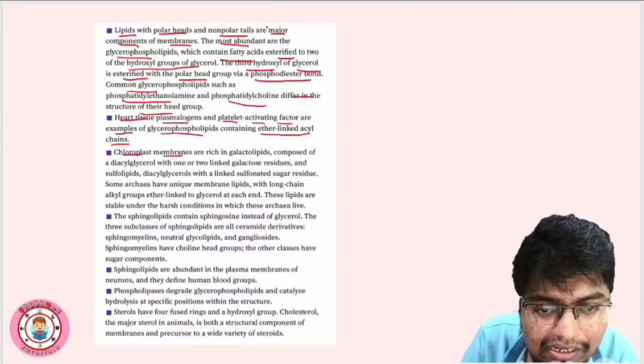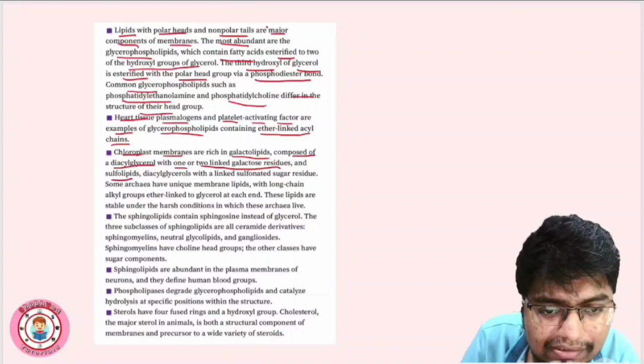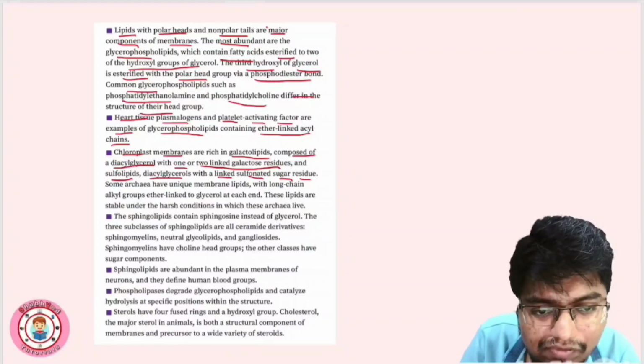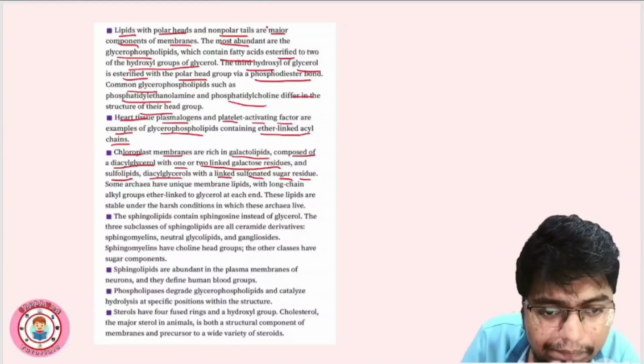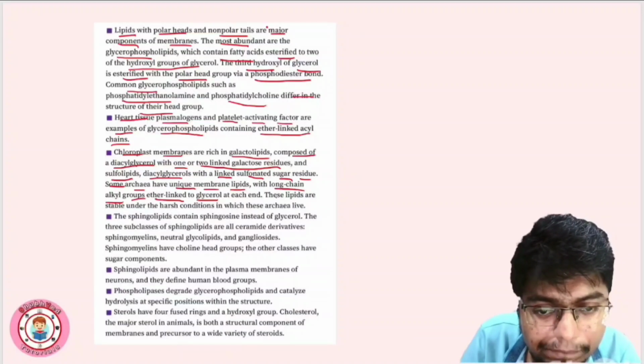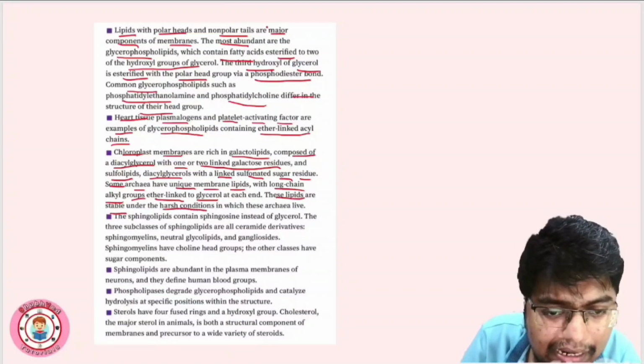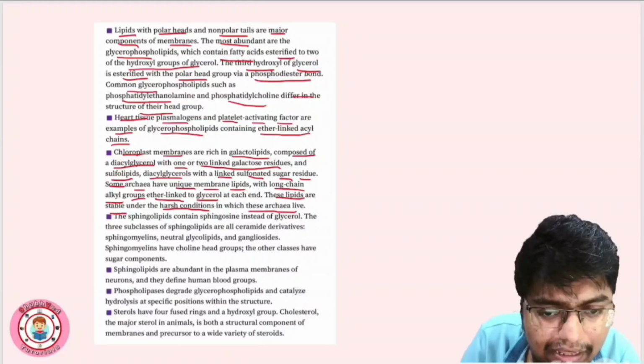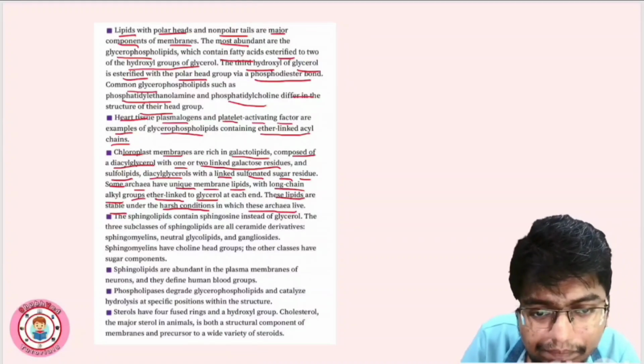Chloroplast membranes are rich in galactolipids, right? Composed of diacylglycerol with 1 or 2 linked galactose residues, and sulfolipids, diacylglycerol with a linked sulfonated sugar residue. Okay, sulfolipid means a sulfonated sugar is present. Some archaea have unique membrane lipids with long chain alkyl groups ether linked to glycerol. Okay, archaea में ether linkage. These lipids are stable under harsh conditions in which these archaea live. So this gives them stability.